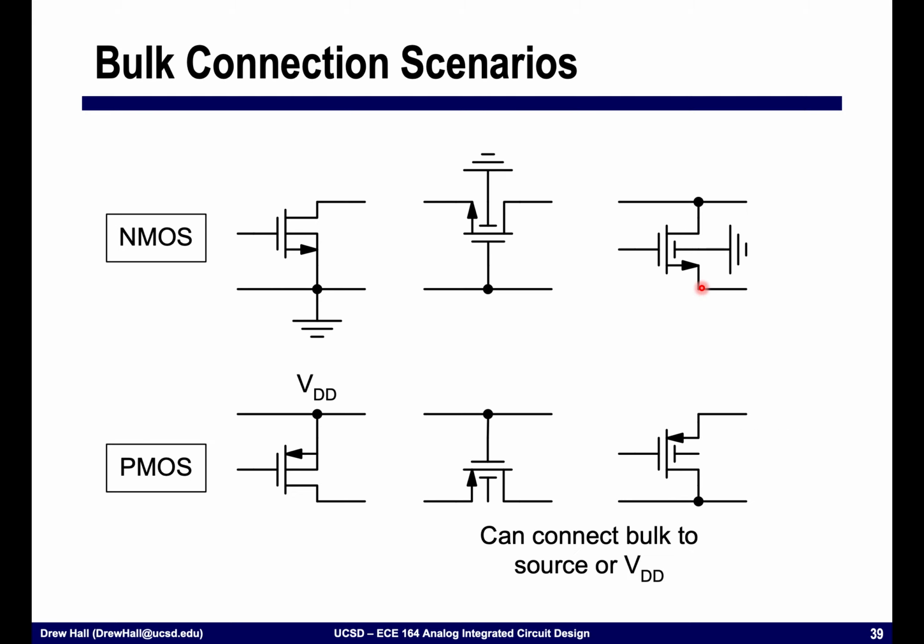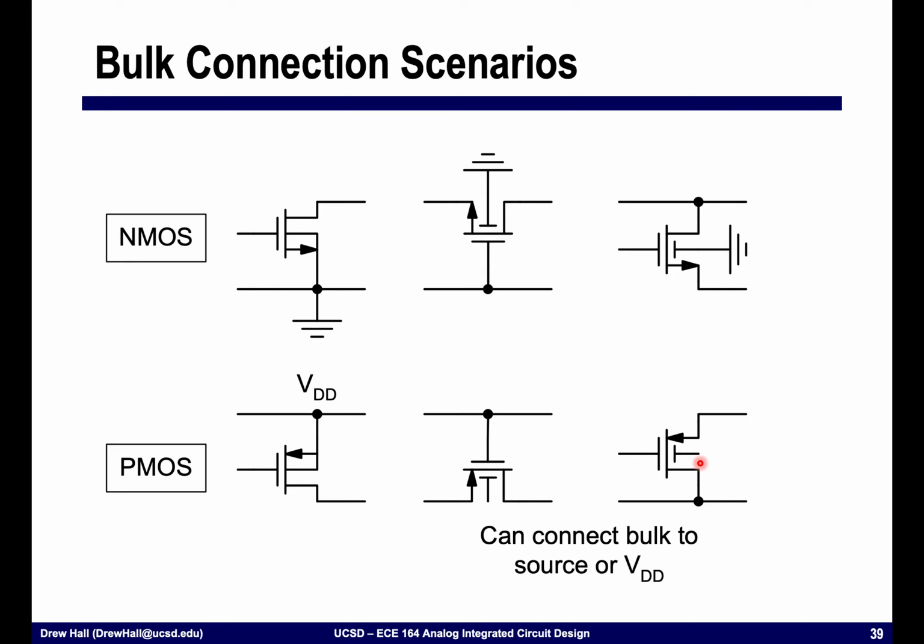All right, so if we look at different ways of connecting the body, for an NMOS, it's very simple. We really don't have a choice. The body is always going to be tied to VSS or ground. For a PMOS, we have the ability to tie it to the source, or we can connect it to VDD or another arbitrary voltage if we wanted to.